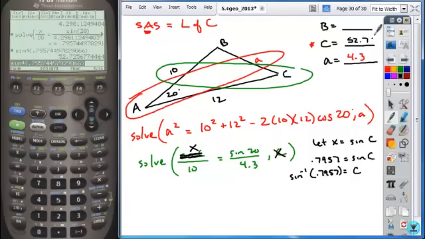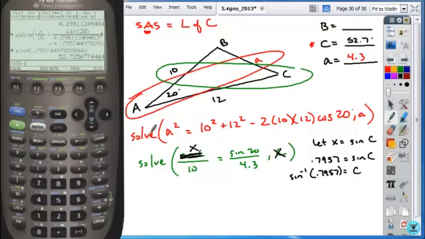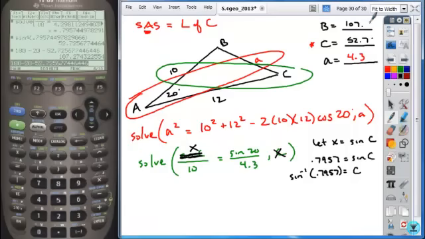for my angle. And now that I have that, the last thing I need to do to solve for B is to just use triangle sum. I get 180 minus my given angle of 20 minus the angle I just found. And that's going to leave me with 107.3 as my final piece.